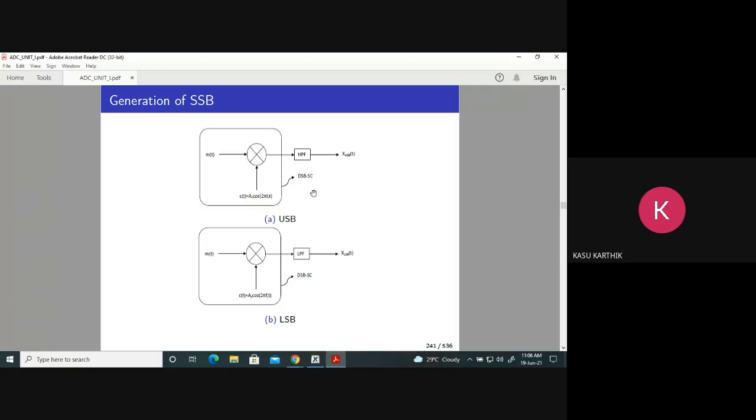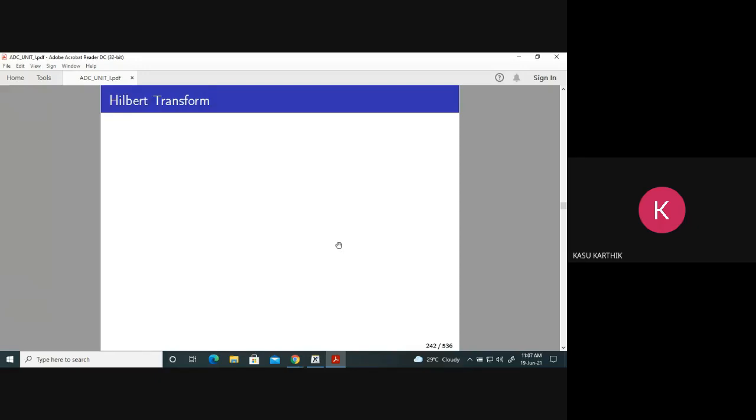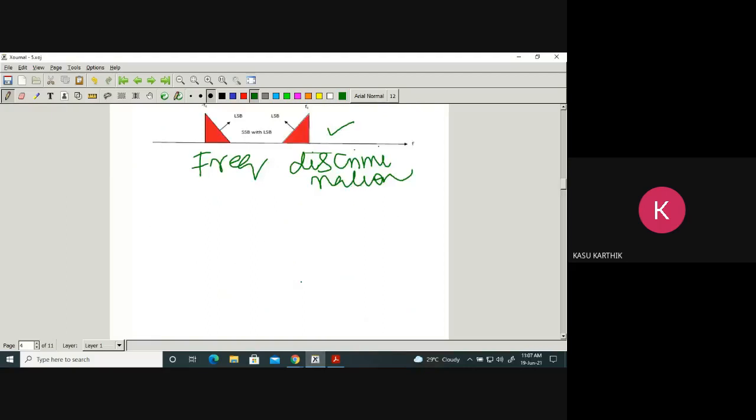So for generation, I just now told you, first generate DSBSC, by just multiplying m of t and c of t. After that, use a high pass filter and you get the upper sideband, or use a low pass filter and you get the lower sideband. Both are all right, because whether you transmit the upper or lower sideband, we don't have any problem, as both are identical in nature. Both carry complete information about m of t.